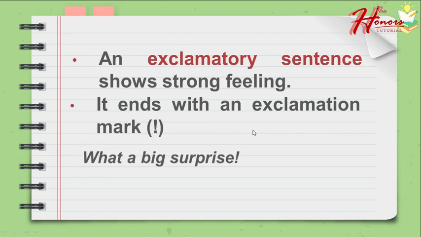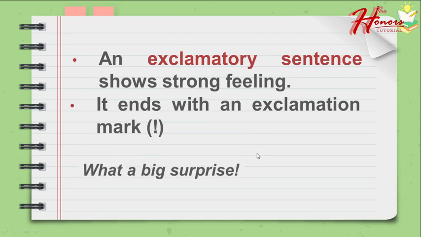For example, what a big surprise! As you can see in the sentence, you are surprised about something. And when you are surprised, it also indicates strong feelings or emotion. So therefore, we need to use an exclamation mark at the end of the sentence. Okay? So again, the keyword when we say exclamatory sentence is, very good, strong feeling or emotion. Very good. And those are the different kinds of sentences. Again, we have the declarative sentence, the interrogative sentence, imperative, and the exclamatory sentence.